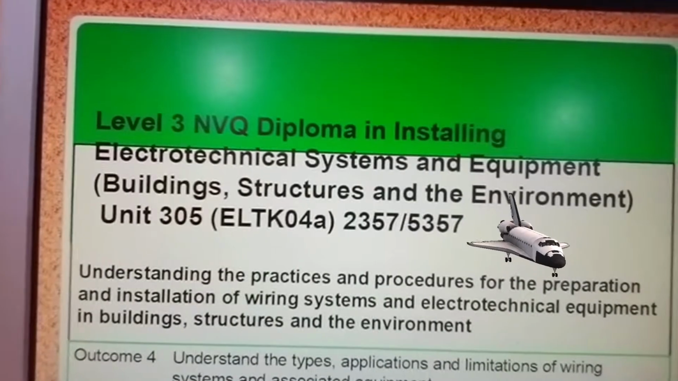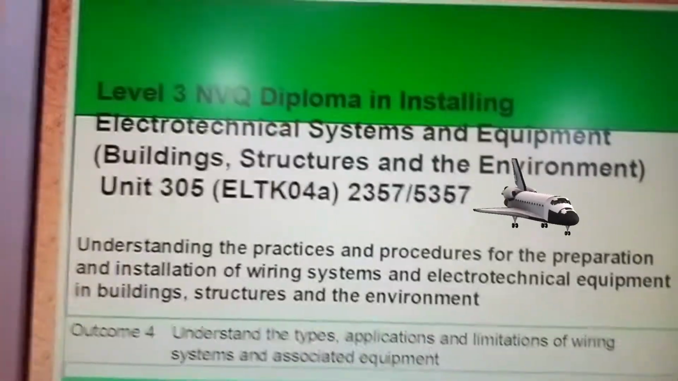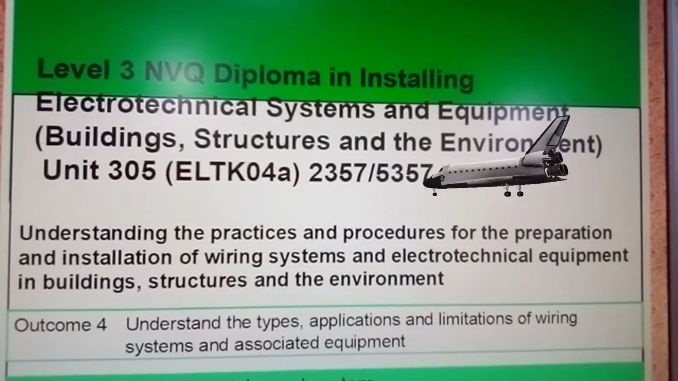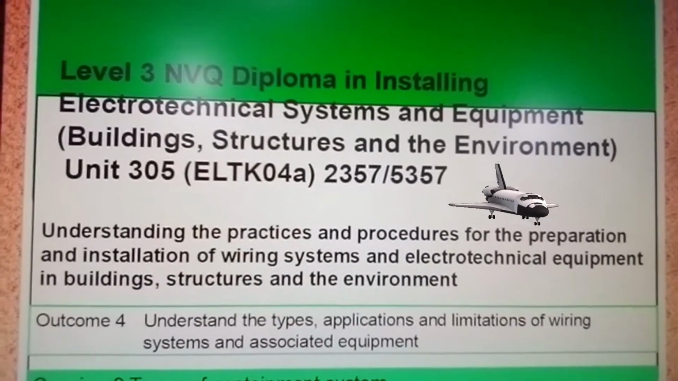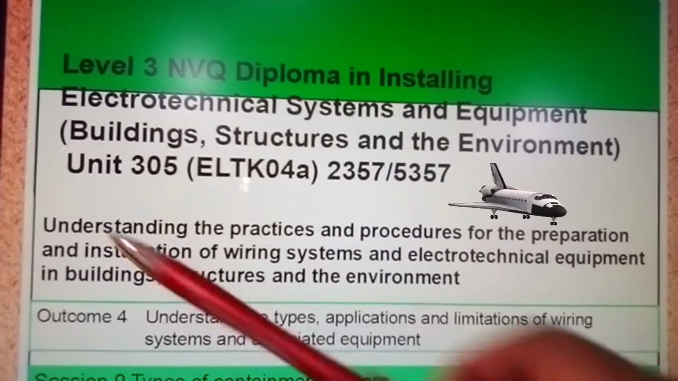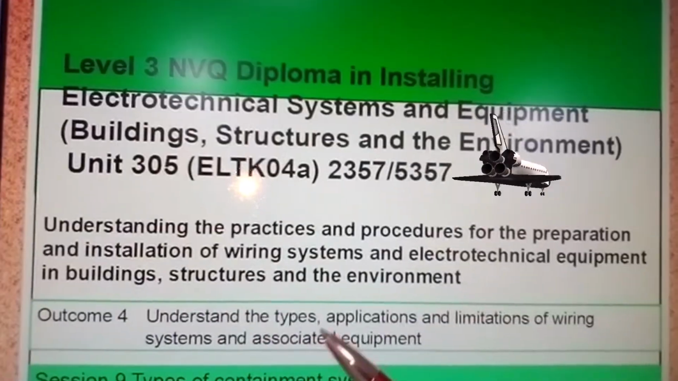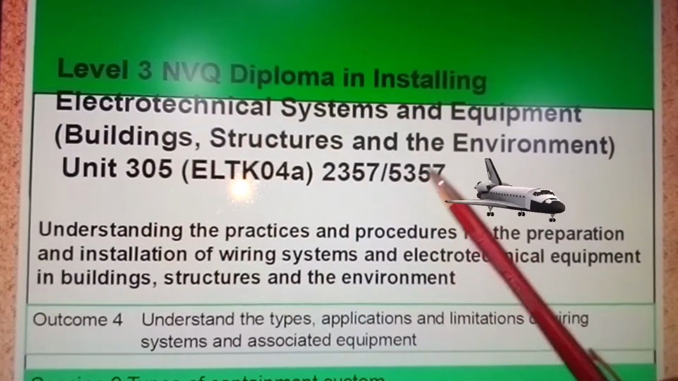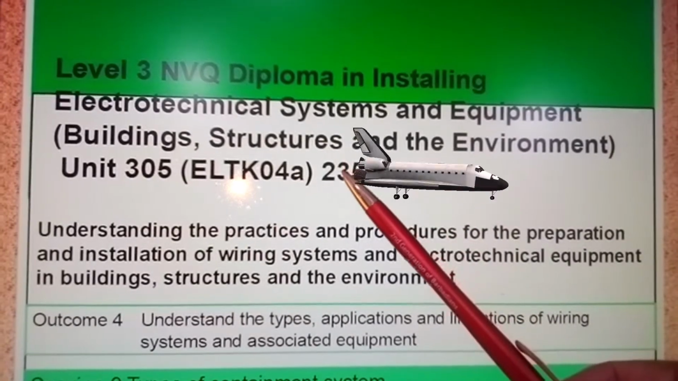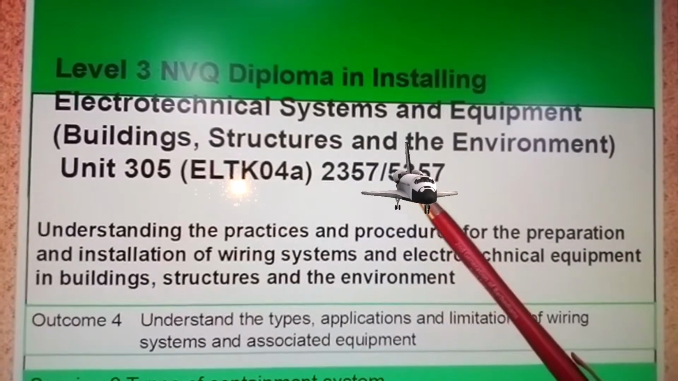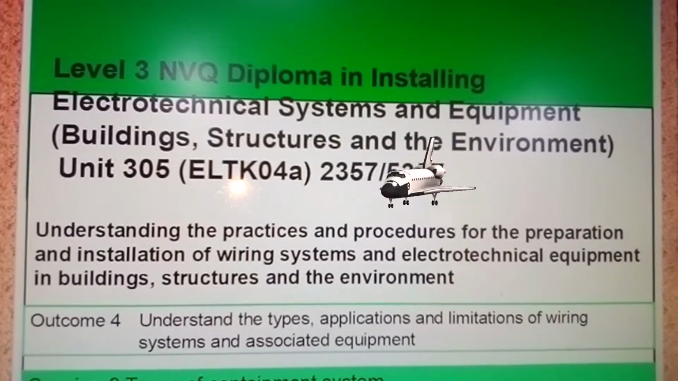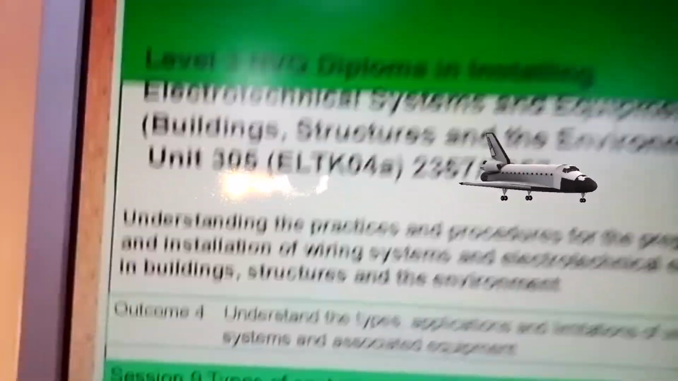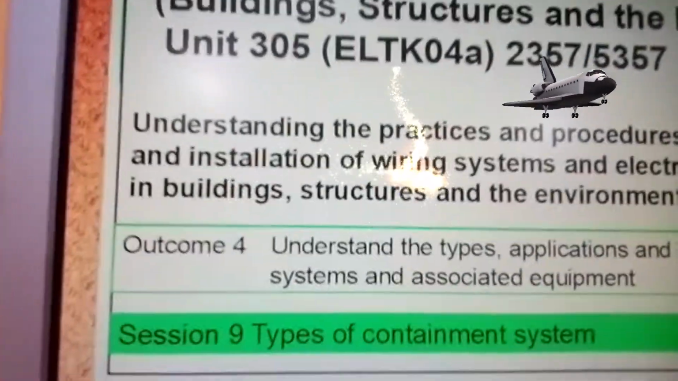Okay, welcome back. What I want to look at today is the electrotechnical systems and equipment. And we're going to continue with that. Again, we're looking at Unit 305, and this is City & Guilds 2357 and 5357. Now remember that the knowledge acquired here is still relevant here. And we're looking at, let's just go down.